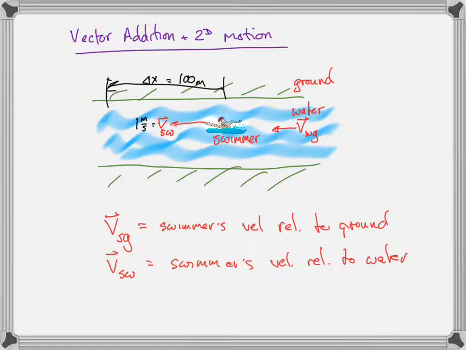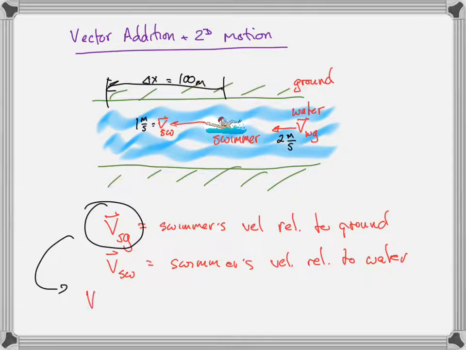But for this, let's just call it 2 meters per second. So now the question I have is: what is the velocity of the swimmer relative to the ground, and how long does it take the swimmer to go 100 meters? Well, you should be able to look at this and figure it out. What is the velocity of the swimmer relative to the ground?